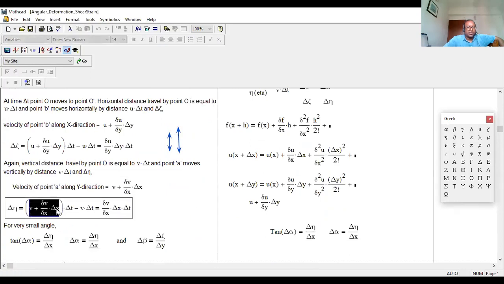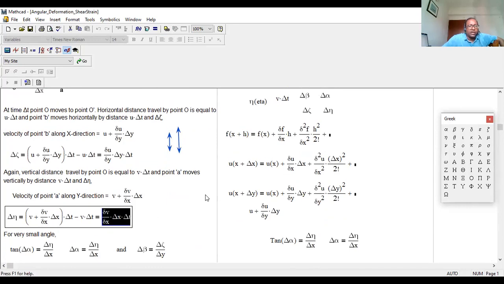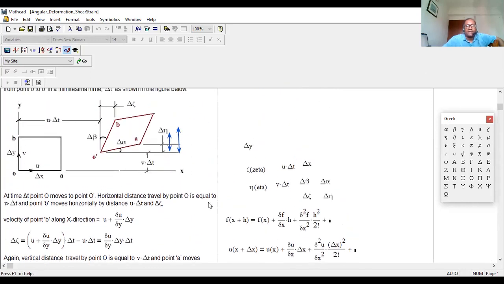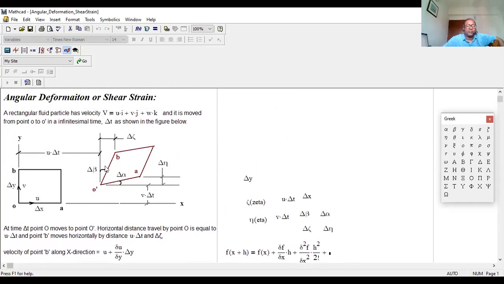So times by time, delta t, minus distance traveled by point O. So you are getting this one. Okay. So we are getting now, you see, what is our intention? Angular deformation. We try to figure out this angle, del beta, and also this del alpha.